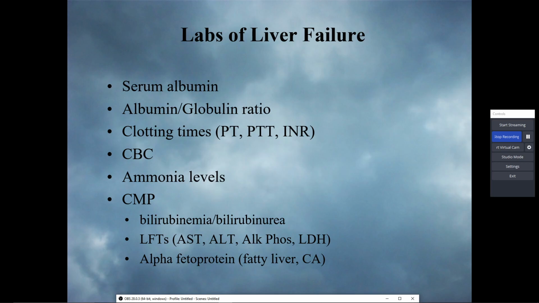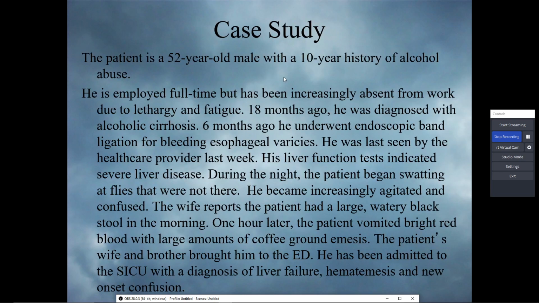Why? Because CMPs are going to tell me all sorts of stuff, including, by the way, don't forget to pull your bilirubins with your CMPs. I want to know my LFTs along with my CMPs. I want to know my electrolytes. I want to know all my metabolic functionalities. I want to know AST, ALT, alk-phos, and LDH. I want to know alpha fetoprotein in patients that have suspected fatty liver. I want to know all that. I want to know calcium levels related to asterixis and cause.